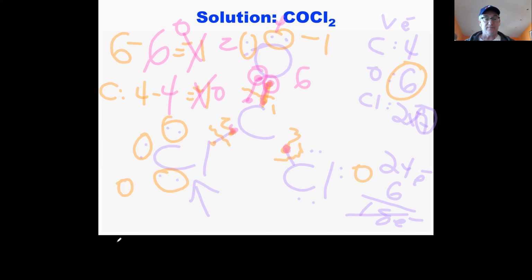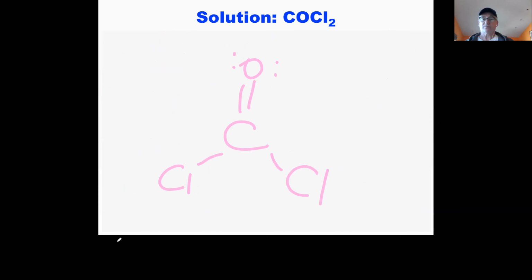And we're left with this structure. So the question is, what is this? What shape is it? What is this overall shape? Carbon is the central atom, so what's my X and what's my E?